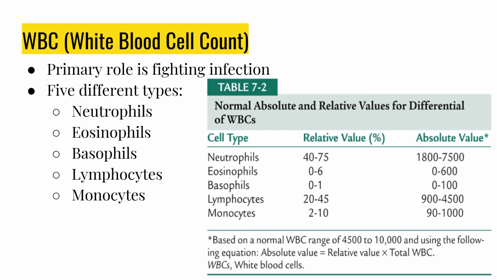So here was a differentiation I was referring to on that one MRE test. We have neutrophils, eosinophils, basophils, lymphocytes, and monocytes.